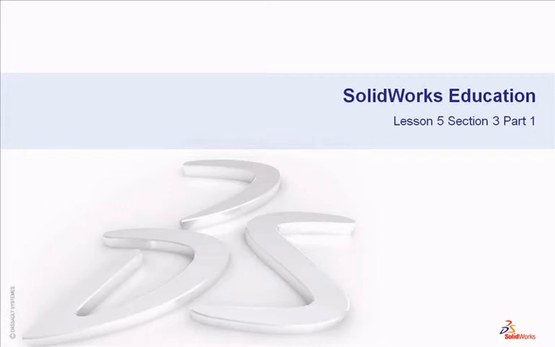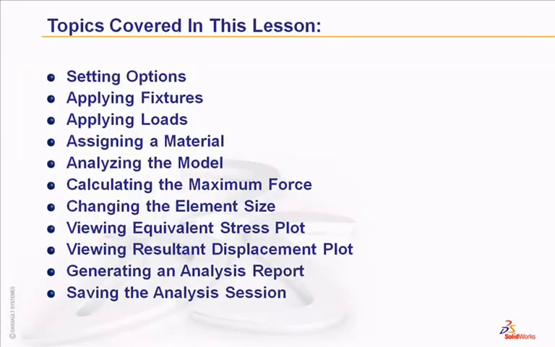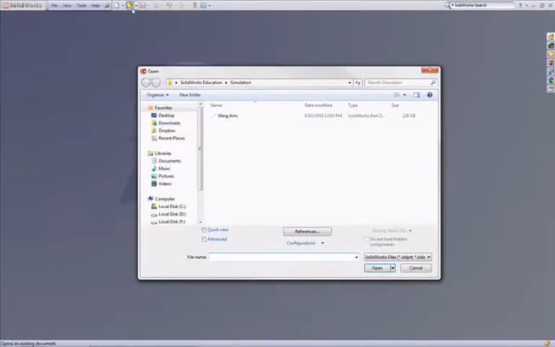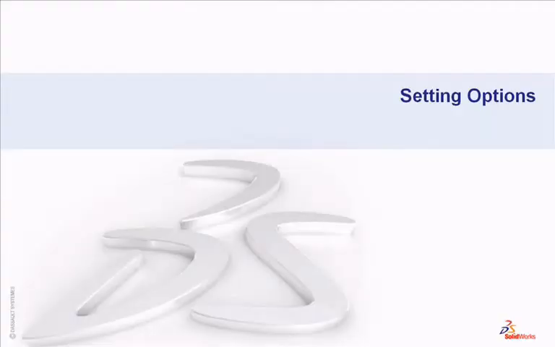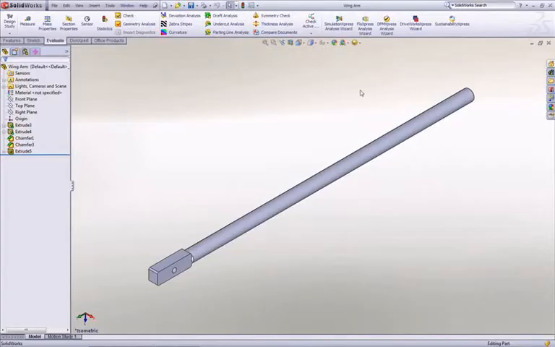Welcome to SolidWorks of the Engineering Design Process, Lesson 5, Section 3, Part 1. In this section, you'll use Simulation Express to conduct stress analysis on the wing arm of the windmill assembly. Begin by opening the part called Wing Arm. Under the Evaluate tab, click Simulation Express Analysis Wizard to open it in the task pane.